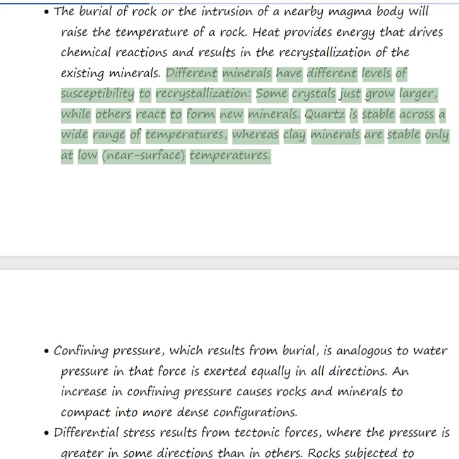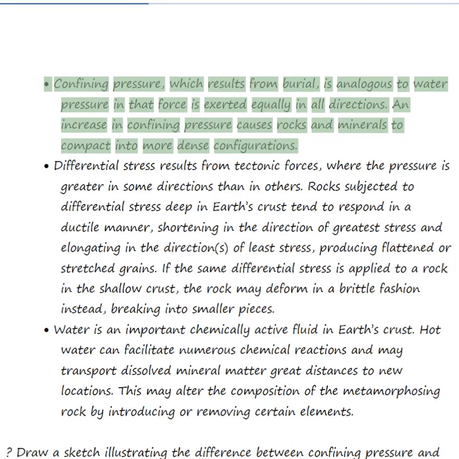Some crystals just grow larger, while others react to form new minerals. Quartz is stable across a wide range of temperatures, whereas clay minerals are stable only at low temperatures. Confining pressure, which results from burial, is analogous to water pressure in that force is exerted equally in all directions. An increase in confining pressure causes rocks and minerals to compact into more dense configurations.